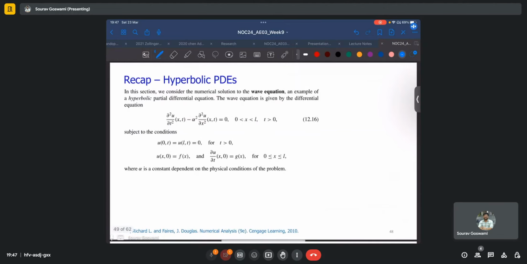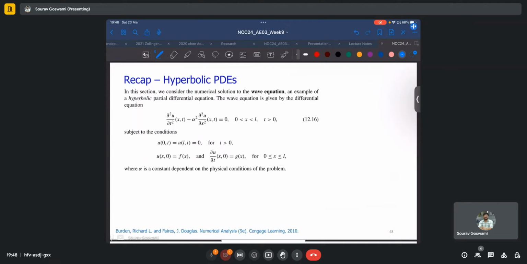The final section we look at are the hyperbolic PDEs, and perhaps the most straightforward or commonly encountered application of them has to do with the wave equation. And wave equation is generally defined in this fashion. So del squared u by del t squared as a function of x and t, minus alpha square del squared u by del x squared, which are functions of x and t, equal to 0. x lies between 0 and L, and t is greater than 0, subject to the boundary conditions u at (0, t) is equal to u at (L, t) equal to 0.